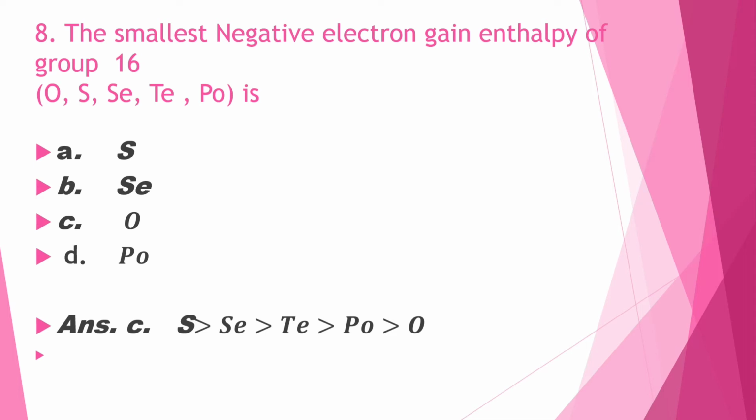Amongst the group, oxygen has the lesser value of negative electron gain enthalpy. That is a very important question regarding negative electron gain enthalpy in group 16.